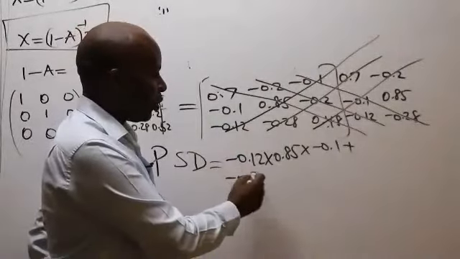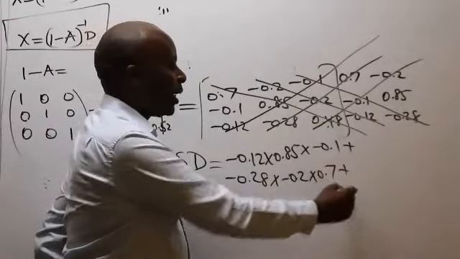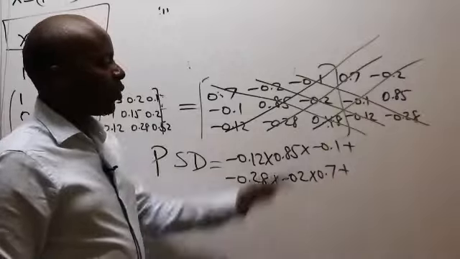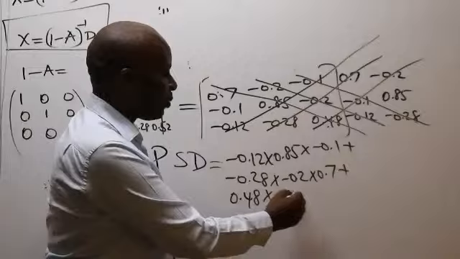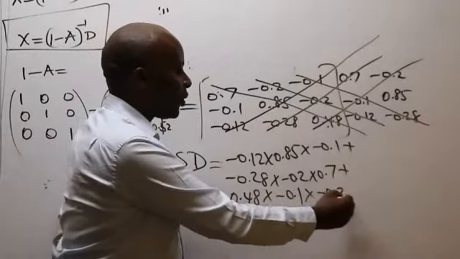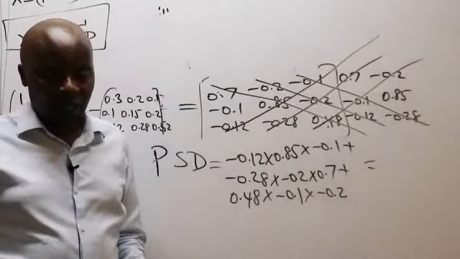Plus, we come and pick the second one. I can see minus 0.28 times minus 0.2 times 0.7, plus. We go to the third one: 0.48 times minus 0.1 times minus 0.2. Give us a figure.